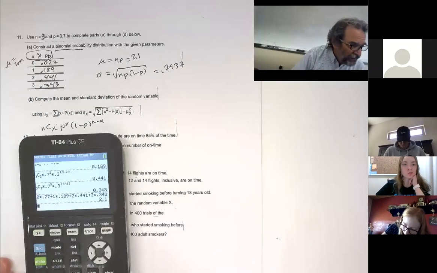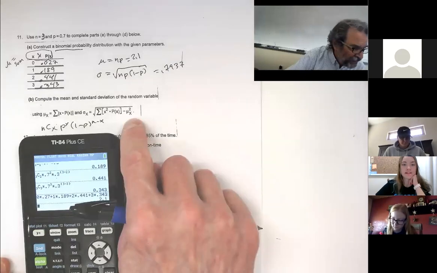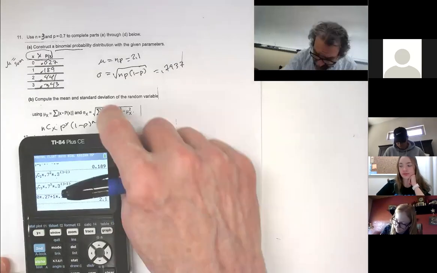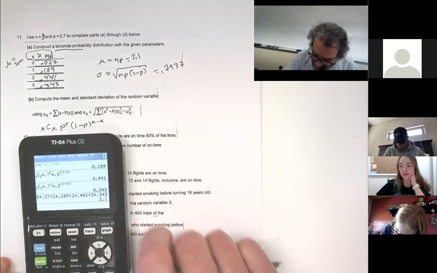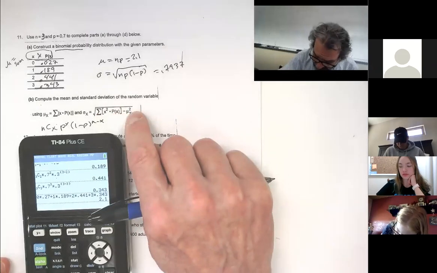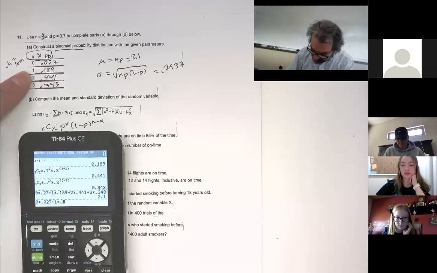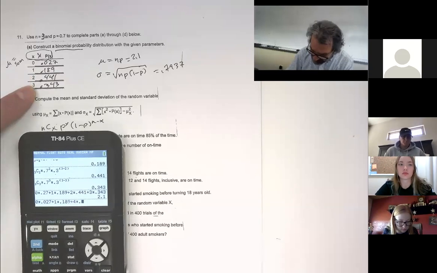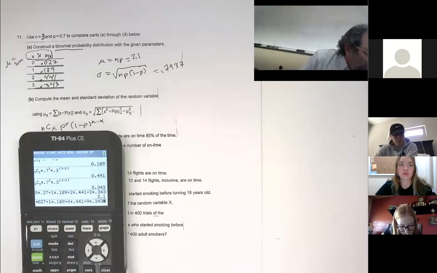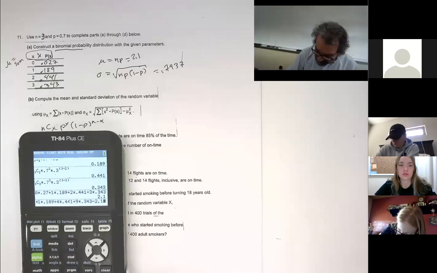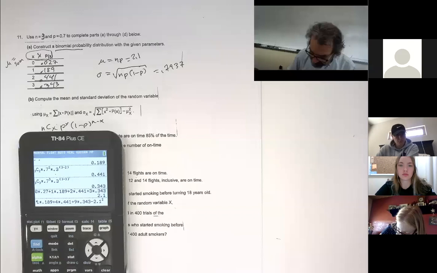And then here's this crazy formula for the standard deviation. I take x squared times p of x, and I subtract off the mean squared, and then we take the square root. So x squared is 0 times 0.027 plus 1 squared is 1 times 0.189, plus 4 times 0.441 plus 9 times 0.343. So that's x squared times p of x. And now subtract off 2.1 squared, like that.